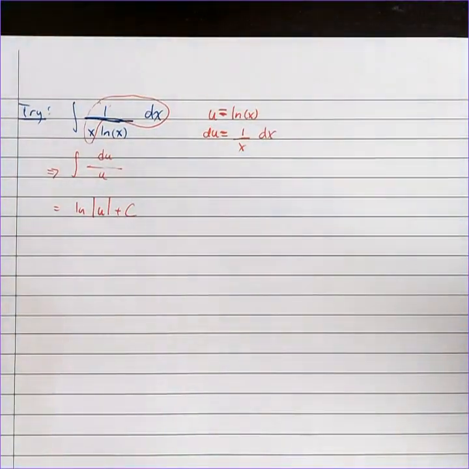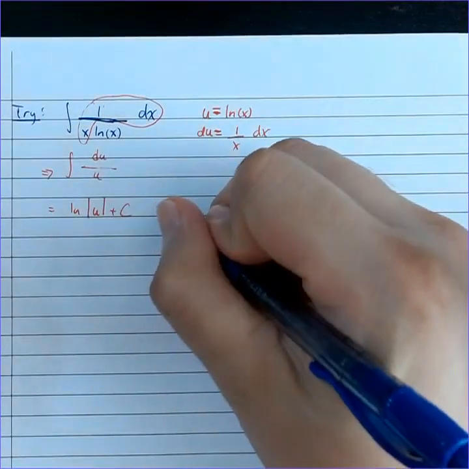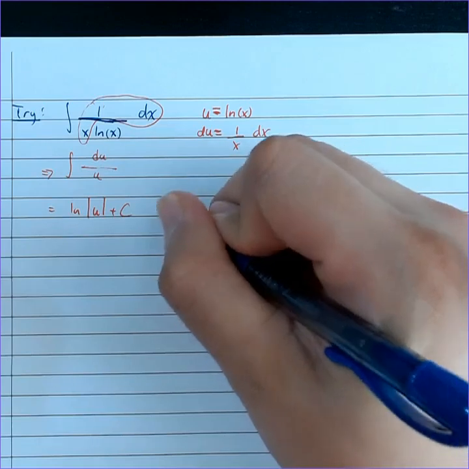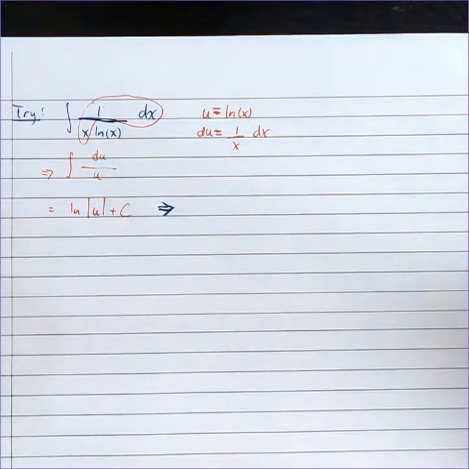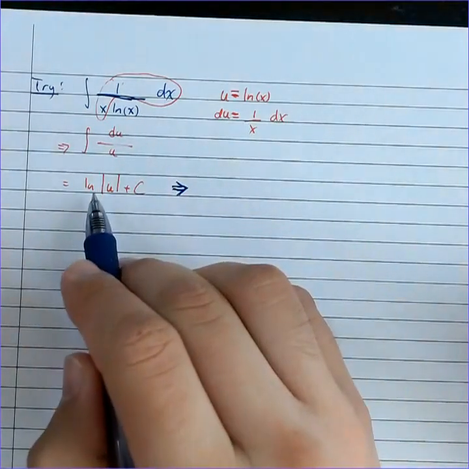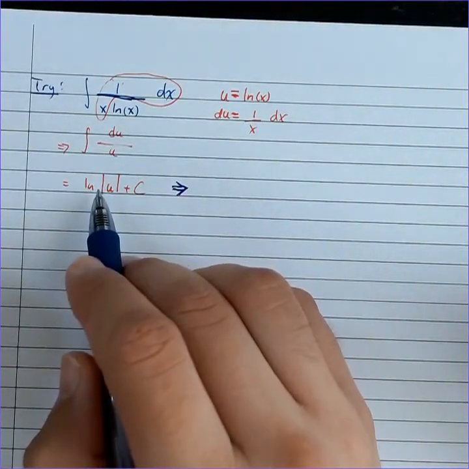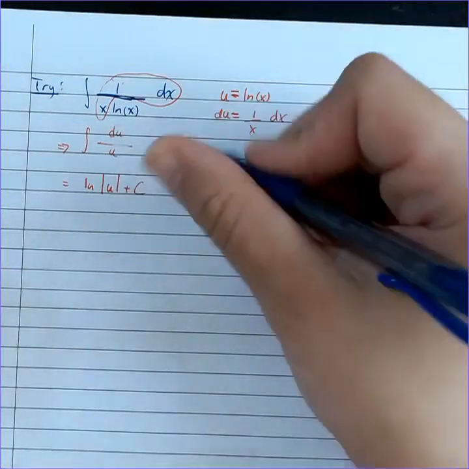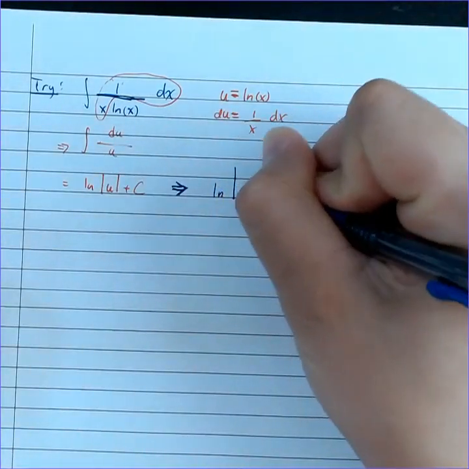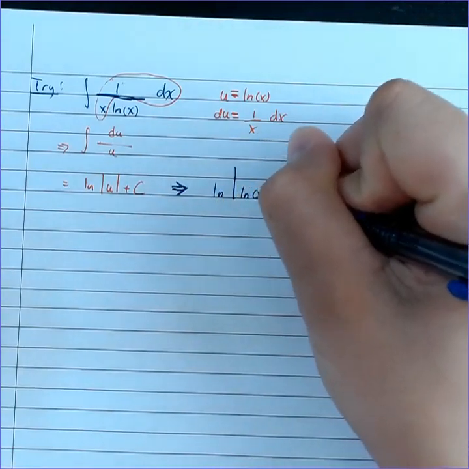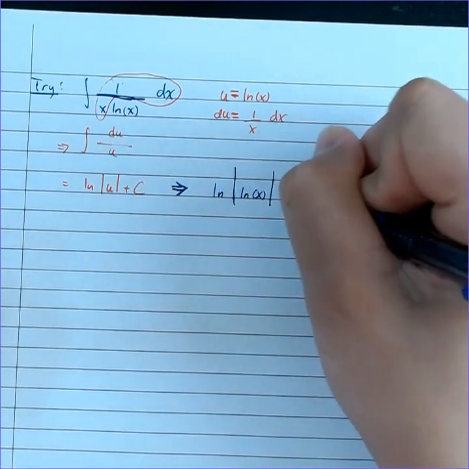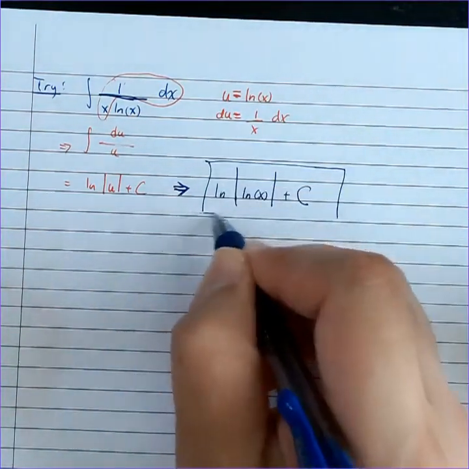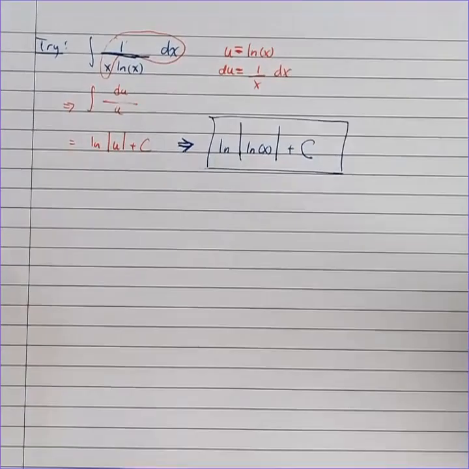So here we get an interesting looking result. We're going to have the composition of the natural log with itself. We're going to have the natural log of the absolute value of the natural log of x, plus a constant of integration. Okay. Just like that.